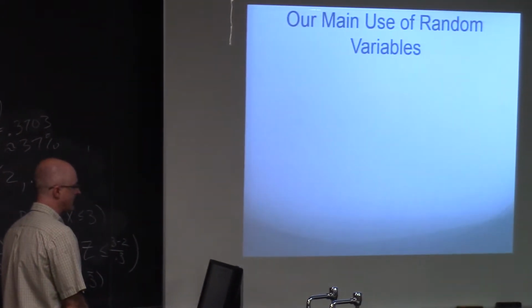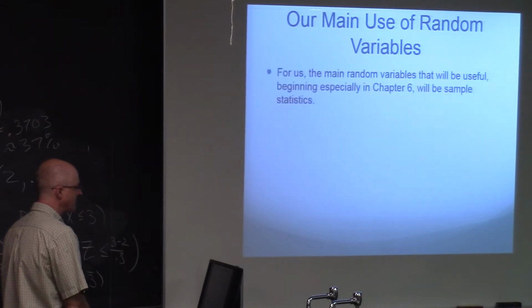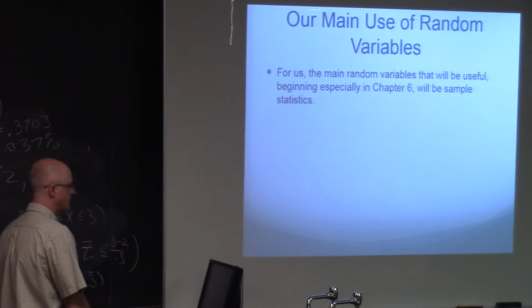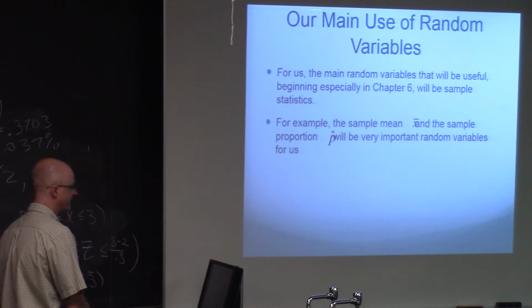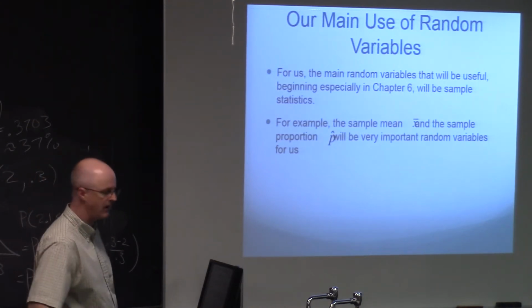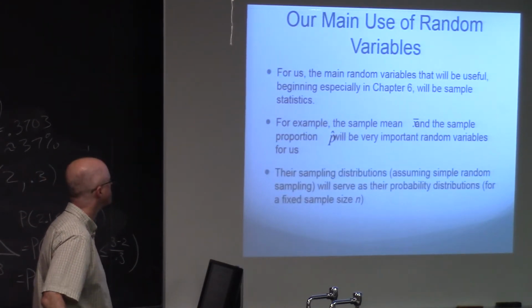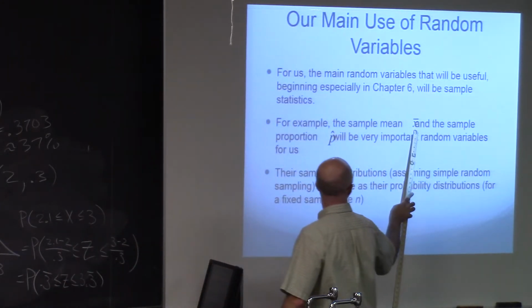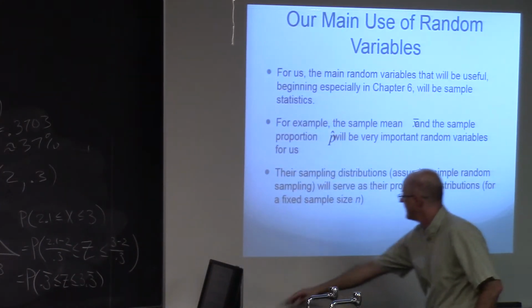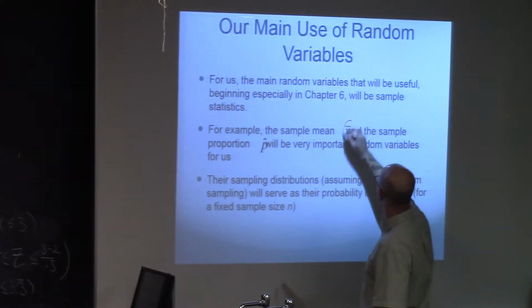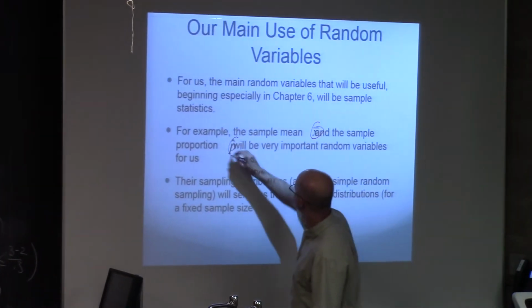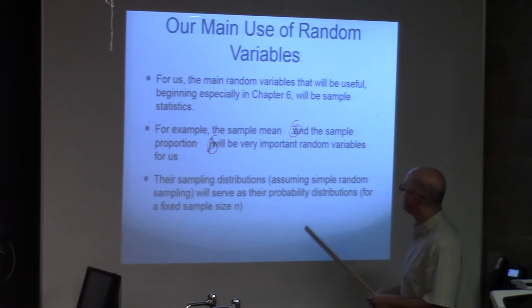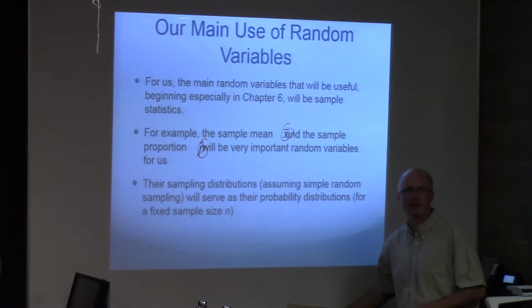Our main use of random variables for this class later on, especially in chapter 6, will be sample statistics. And sorry this doesn't come out real nice. It looked nice in my computer. For example, the sample mean x bar, that's a sample statistic, and the sample proportion p hat will be very important random variables for us, okay?